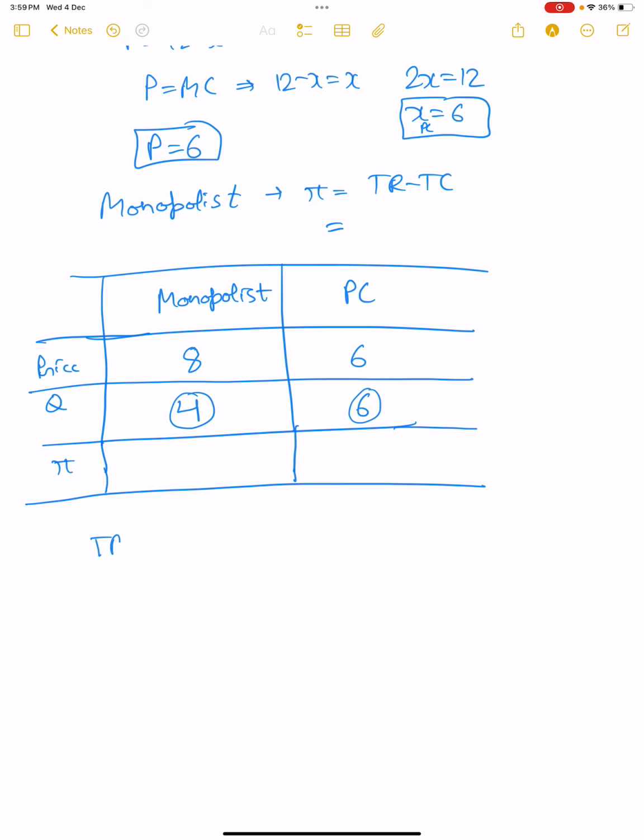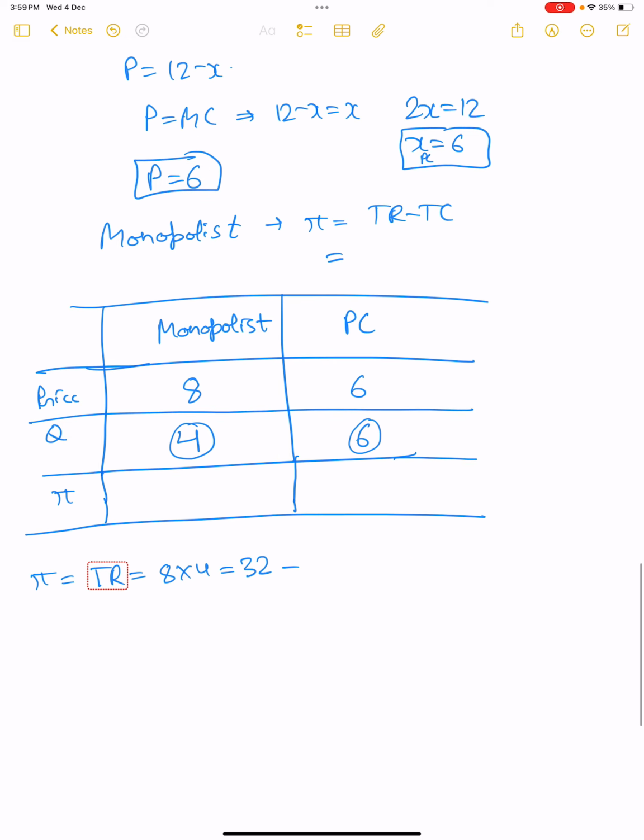Okay, now looking at the profit level. The total revenue for the monopolist is 8 into 4, which is 32, minus we need to subtract the cost. The cost is half x square. So x is 4 in this case. This is 32 minus 16 by 2, which is 8, so 24. The total profit for the monopolist is 24.